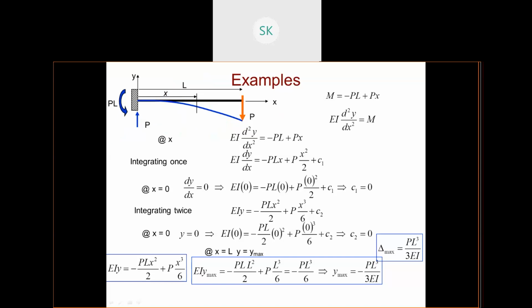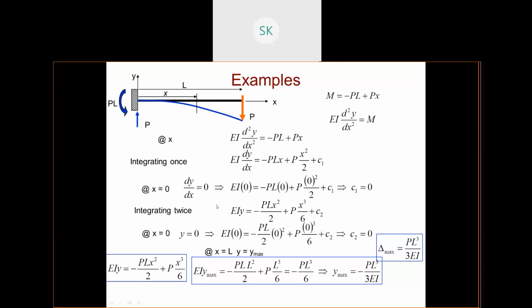Ma'am, when we put x equal to 0, we are getting dy by dx equal to 0. So are we putting this x equal to 0 in any equation? How do we get dy by dx? How did you get dy by dx equals to 0? He is saying at x equals to 0, dy by dx means your slope. The slope is 0 at this point.